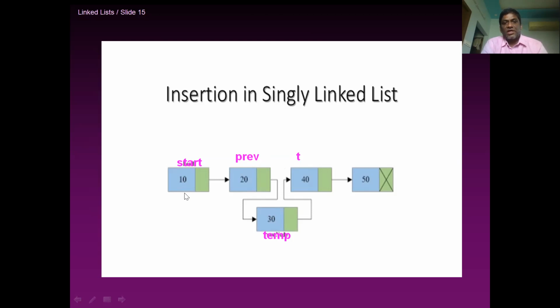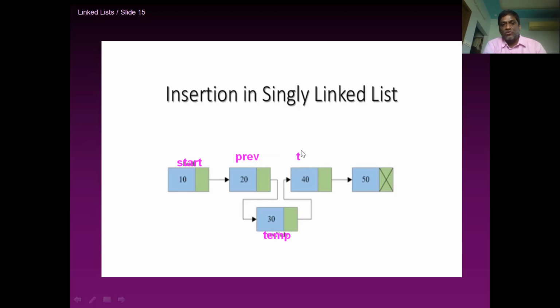Okay, so initially T will be pointing at the start node, and because I want to insert 30 at the third position as a third node, the position I will be checking is 3. So until T moves to the third node, you will use a loop to move the pointer T to the next node, and so on.